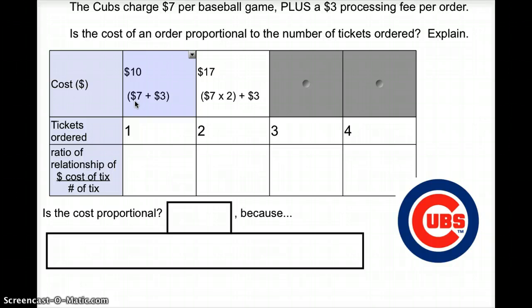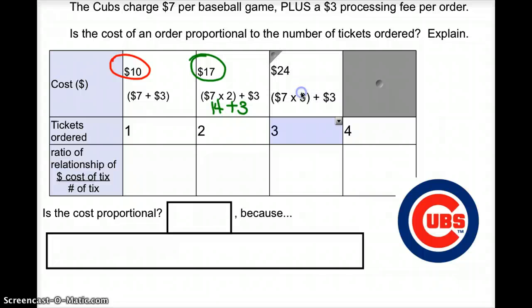processing fee, which gives us a total of $10 for one ticket. If we look to buy 2 tickets, we know that we pay $7 times 2, which is $14, plus we still have to pay the processing fee. 14 plus 3 equals $17 for 2 tickets. We would do the same thing for 3 tickets. 3 tickets times $7 would be 21, plus we need to add the $3 for the processing fee, which would give us $24 total.